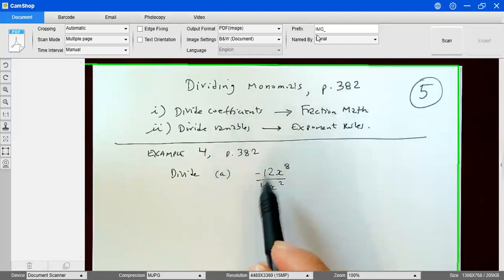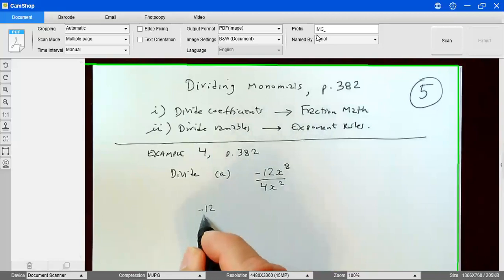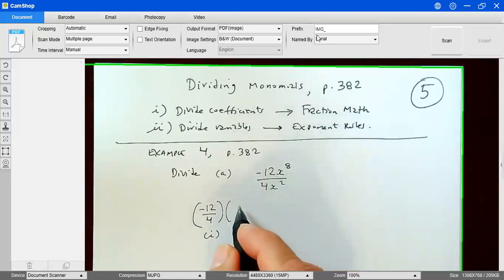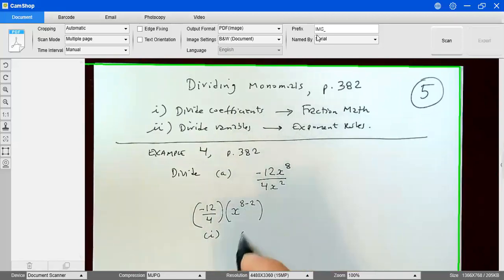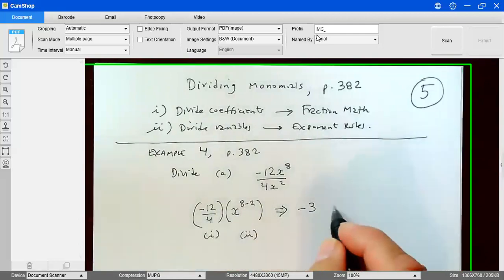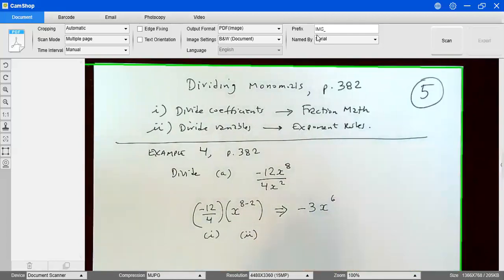So the rules are divide coefficients. So I'm going to write negative 12 over 4. So that's the first part of the rule. And the other part is we divide variables. So we're going to get the difference of the exponents for each of the variables that are involved. So you simplify negative 12 over 4, x to the 6th power.